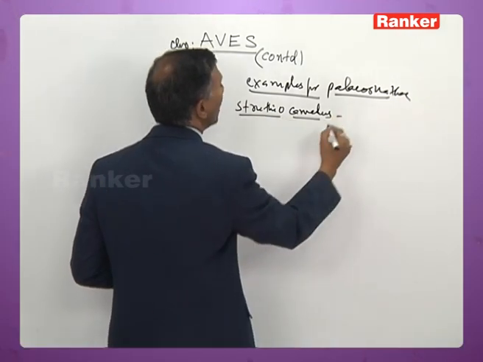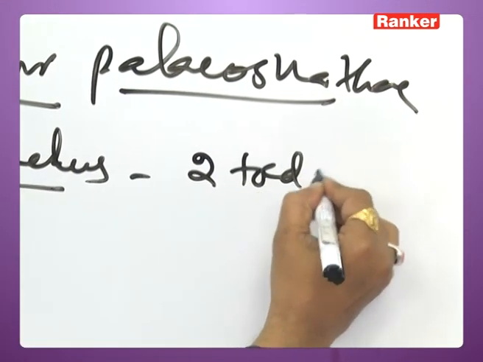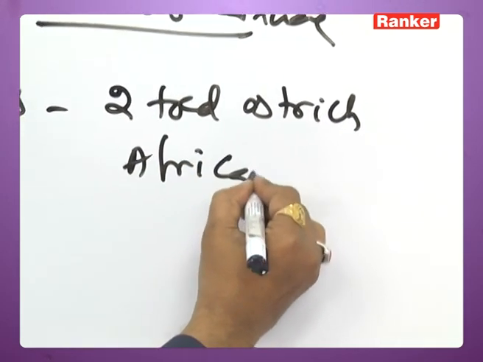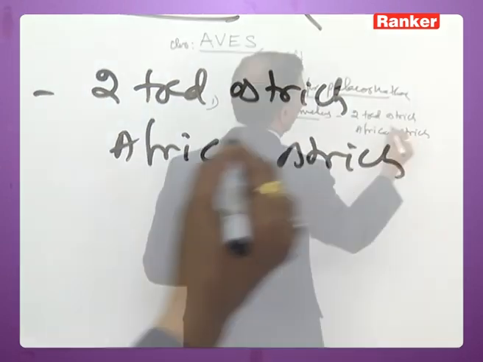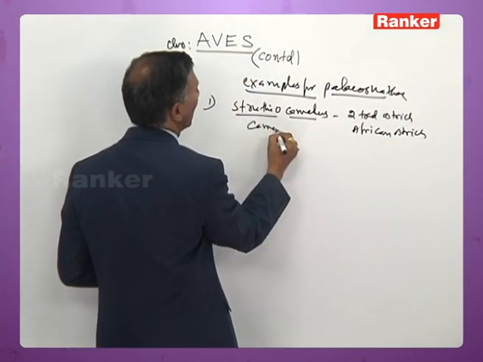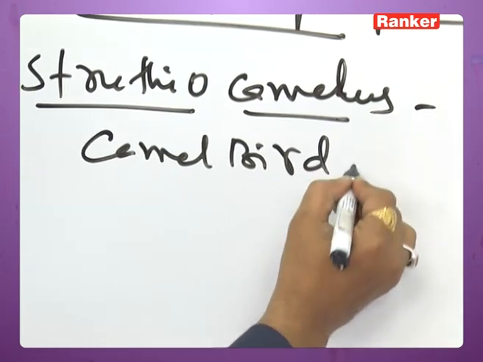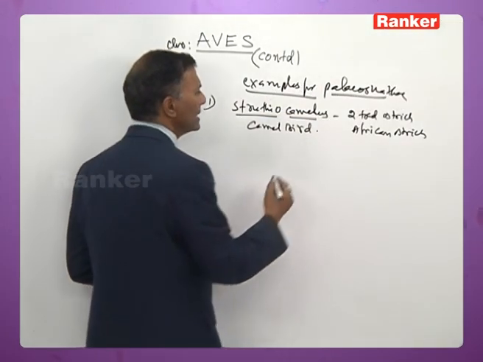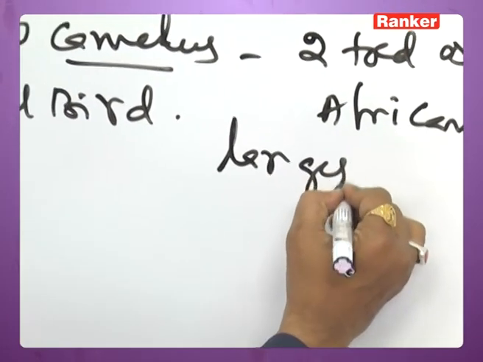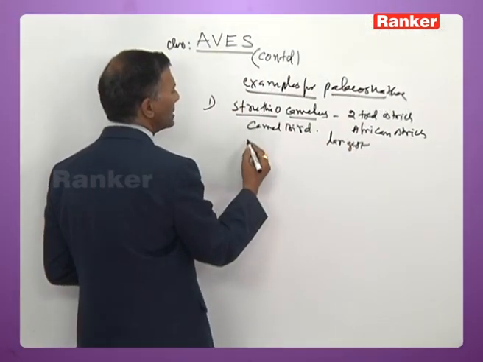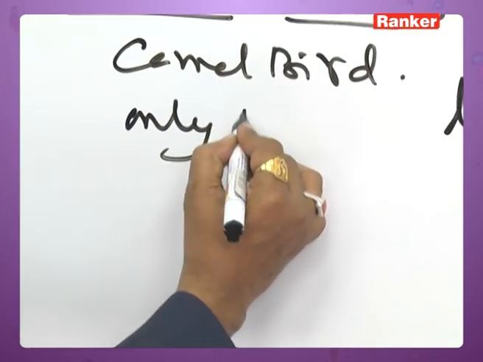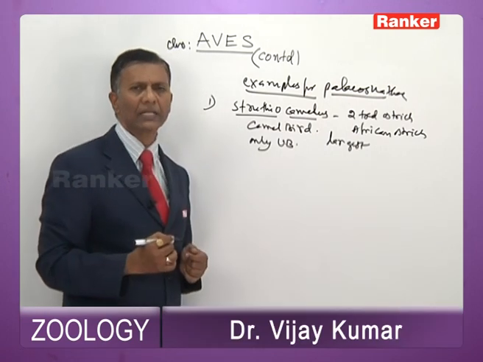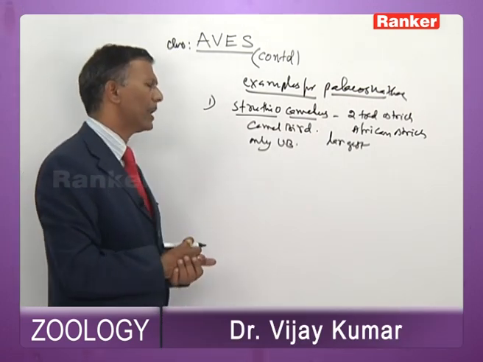It's commonly called two-toed ostrich, or African ostrich, or camel bird. It is the largest bird among living birds, and it is the only bird with a urinary bladder. In all other birds, the urinary bladder is absent.